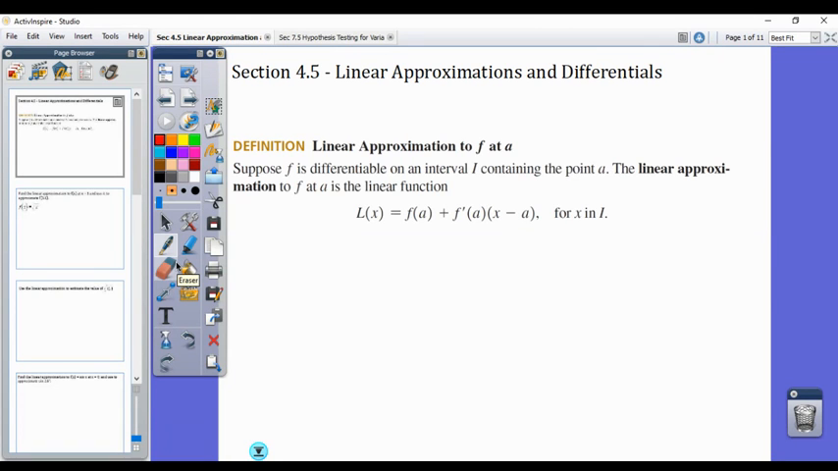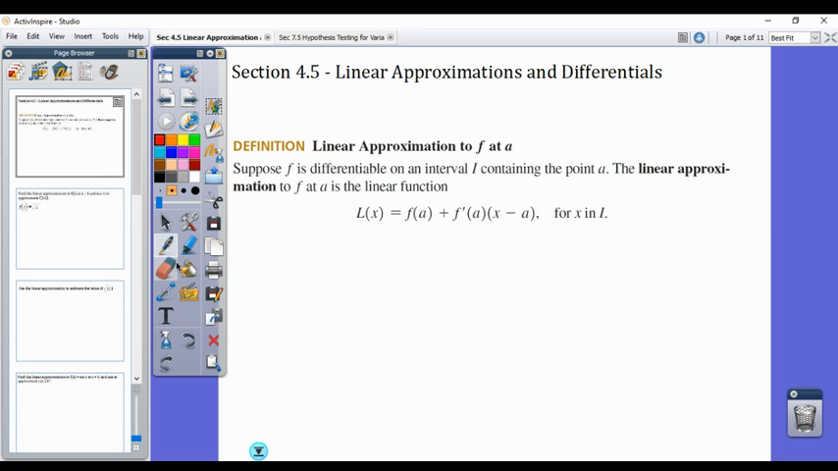So section 4.5 is about linear approximations. Linear means a straight line. What's going to happen is we're going to have a graph, and it doesn't have to be a straight line, but as we zoom in closer and closer and closer, the graph is going to start to look more linear. And so this gives way to the fact that we can perform a linear approximation.